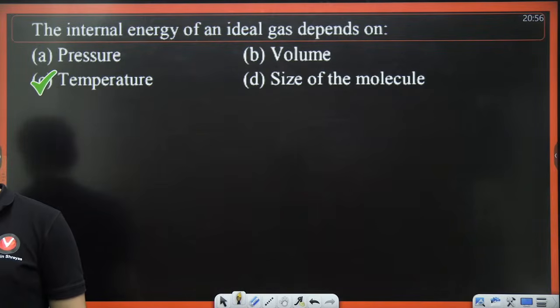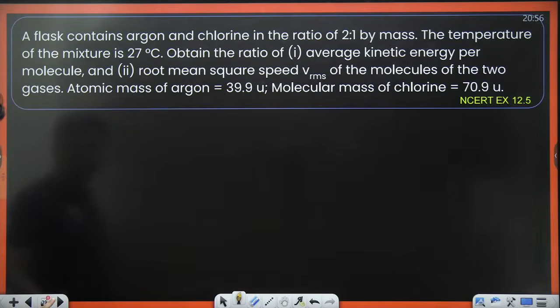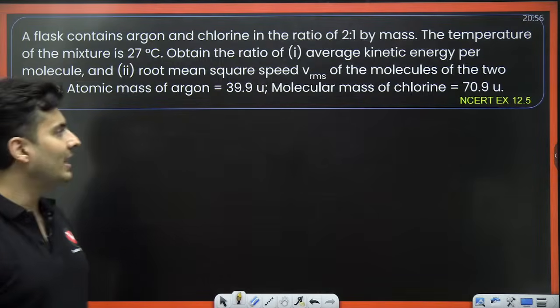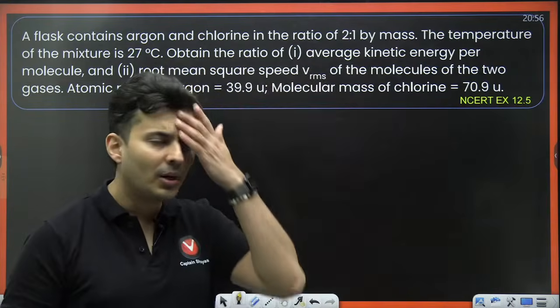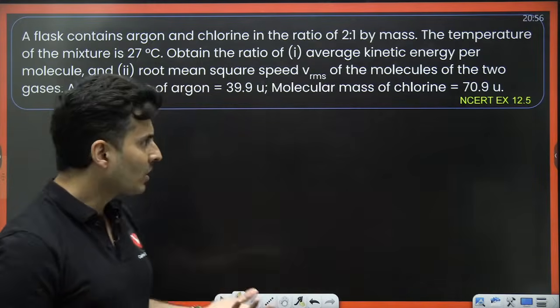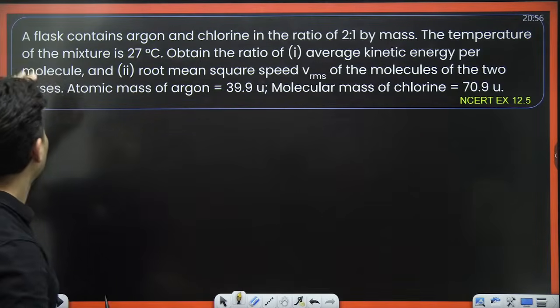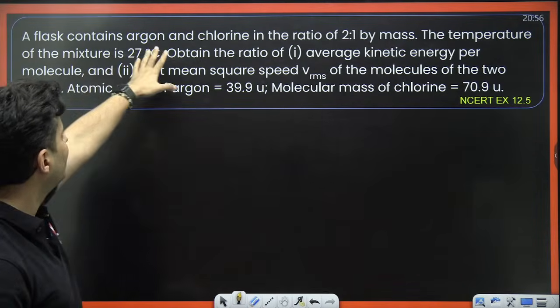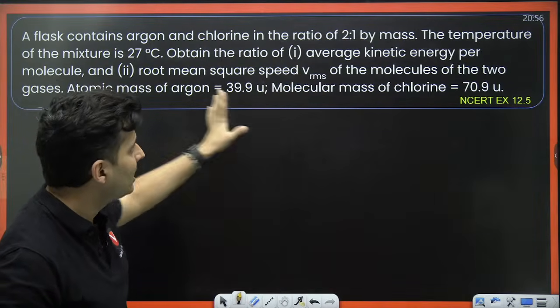Yes, how many of you wrote C? Very good. Excellent. This is from your NCERT in-text questions. You are solving all the questions so that you get help in understanding not just the NCERT but also use it for NEET. A flask will contain argon and chlorine, and the ratio is 2:1 by mass.